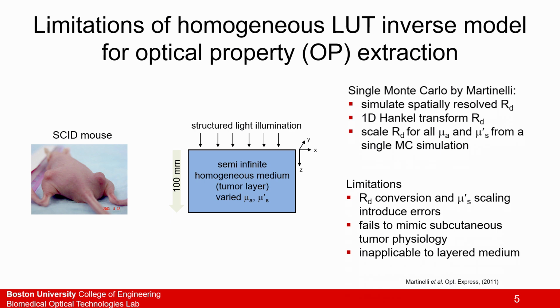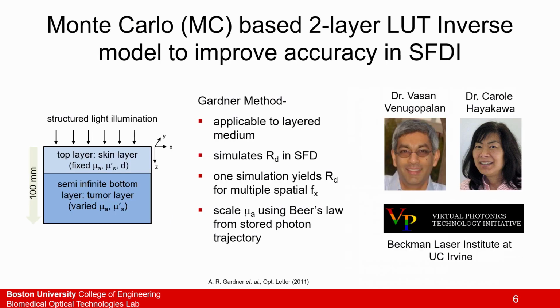And most importantly, it's inapplicable to layered medium. To overcome the limitation, we moved toward a two-layer approach to generate a two-layer lookup table, where the top layer is the skin layer with fixed μA, μs prime, and thickness, and the bottom layer is the semi-infinite tumor layer. The way this two-layer lookup table works is that it receives RD, takes into account the skin layer effect, and then provides optical property only for the bottom layer.